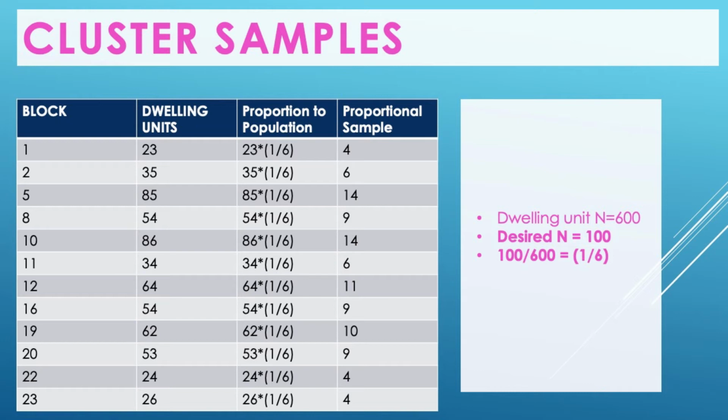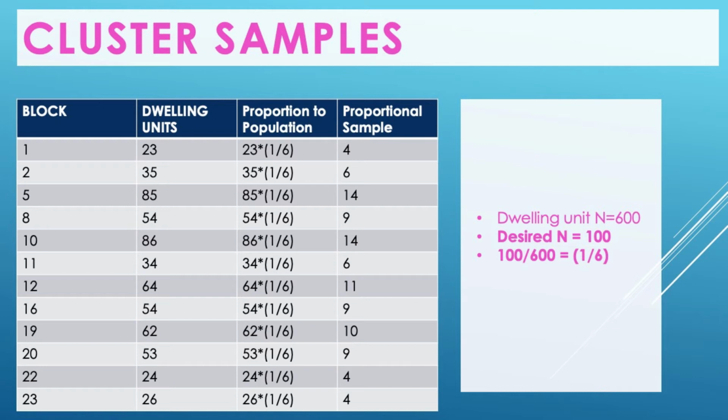And just because I could not resist, apparently, making another table, I could show you exactly what that would look like. So, we know that we have the total dwelling units, which is 600. Our desired N or sample size is 100. So if we calculate that sampling fraction, we end up with 100 divided by 600, which is 1/6. So that is our proportion that we're going to multiply everything by.